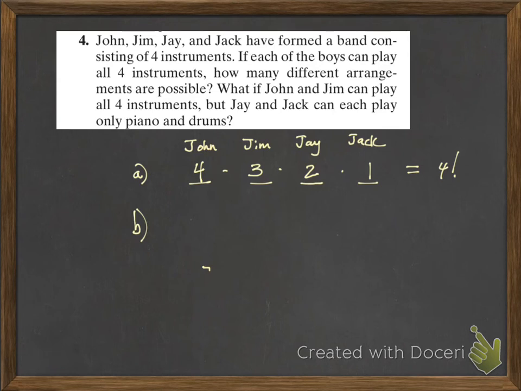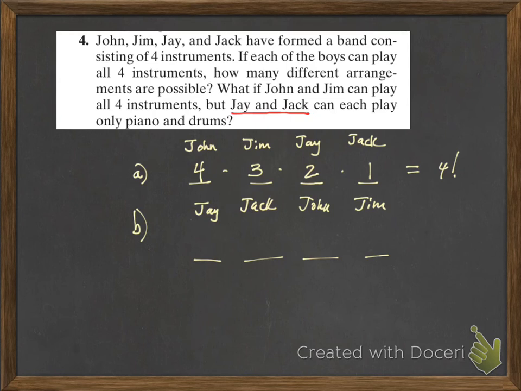All right, B. What if John and Jim can play all 4 instruments, but Jay and Jack can each play only piano and drums? So I'm just going to reorder these for my sake of counting. Again, we're assuming that all instruments are played and everybody plays just one. So this first restriction is imposed on Jay and Jack. So Jay and Jack can only play piano or drums.